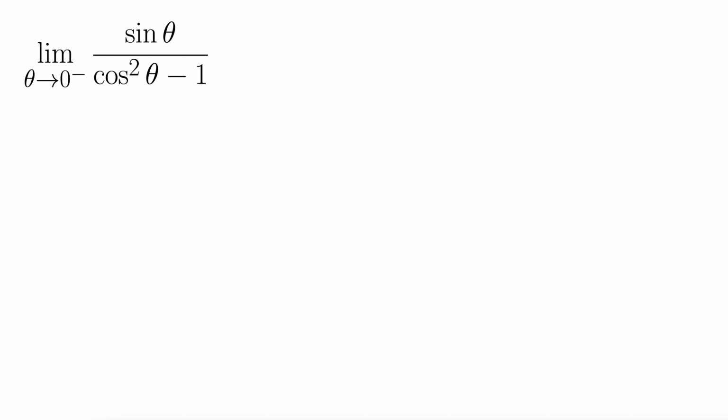Maybe it'll just work out and there's no more work to be done, or maybe it's more complicated than we thought. So if we plug in 0 here for theta, we get sine 0, which is 0. Cos squared of 0, cos of 0 is 1, so that's 1 minus 1, which is 0 over 0.